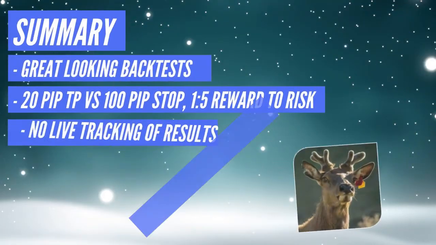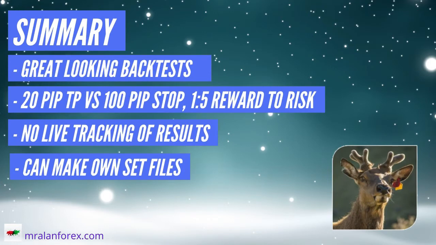So in summary, great looking back tests. However, with the default sets against the 20 pip take profit, each trade has a 100 pip stop, which means you need 5 winning trades for every 1 loss. I personally don't like asymmetry like this, but so long as you're aware of this and happy to still use it, it's up to you. We've seen worse asymmetry in other reviews we've done recently.